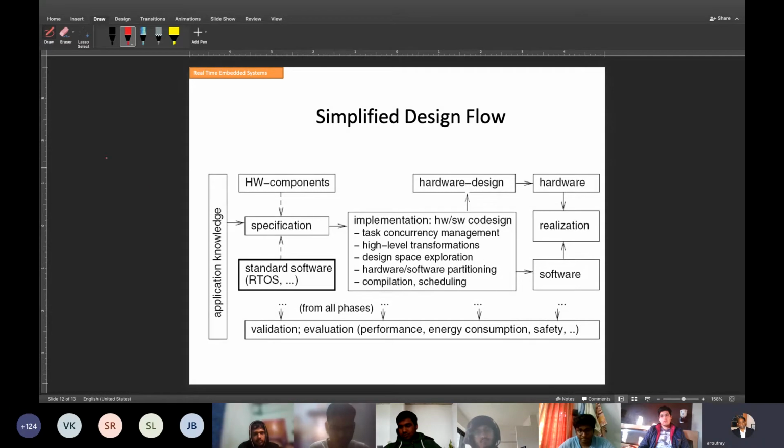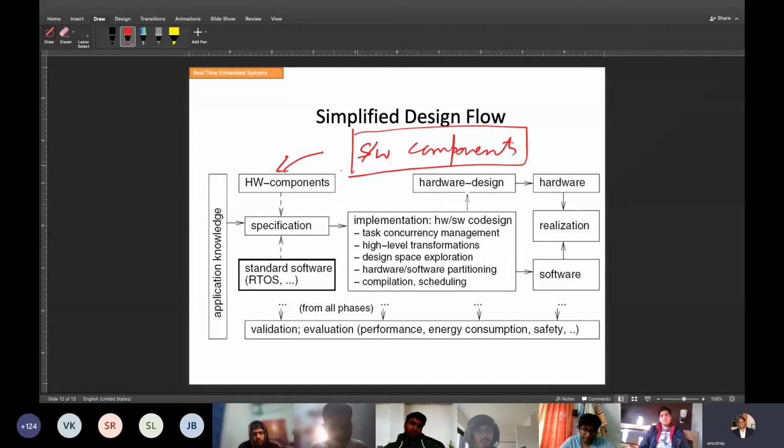Before the hardware and software design, you have to get hardware components as well as software components. Software components are extremely IP protected. Hardware components you can buy from the market, but software components you may not be able to buy. It is very expensive. I'll just give you some idea.